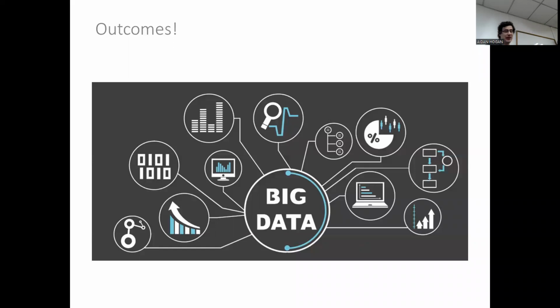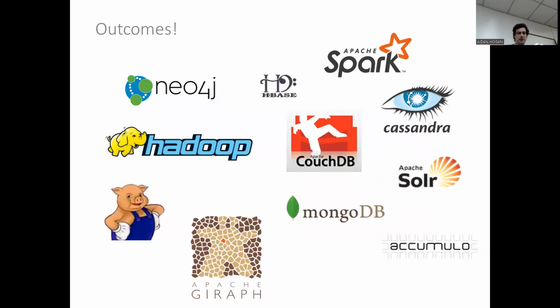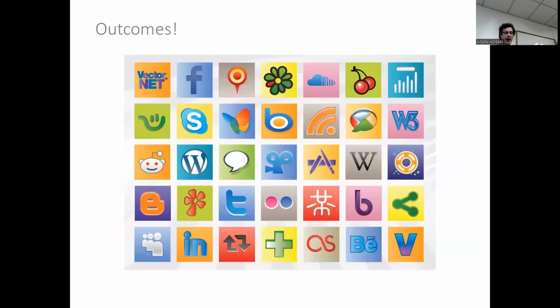Outcomes: we'll learn more about this area called big data. You'll learn about aspects in practice such as fault tolerance, distribution, and distributed computing, and we'll get hands-on with many of these frameworks you see here. And also learn how different web companies like Twitter, Facebook and Google manage their data.